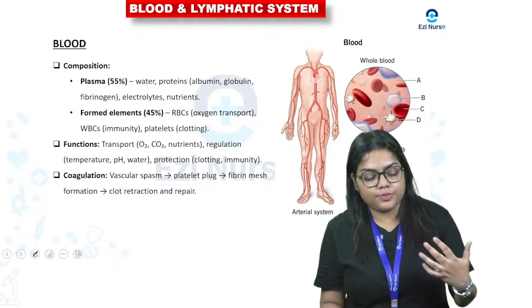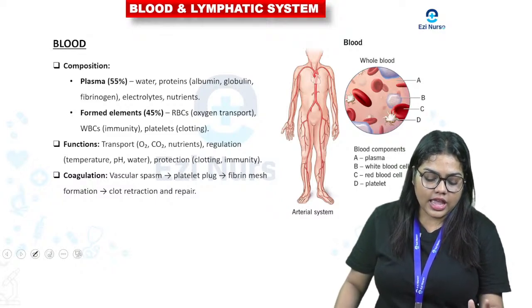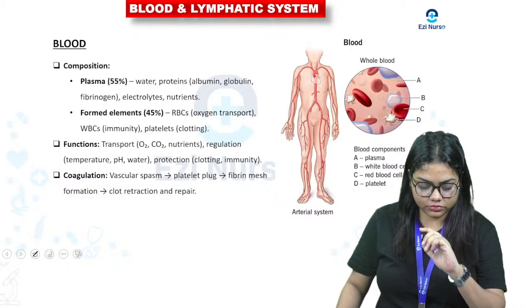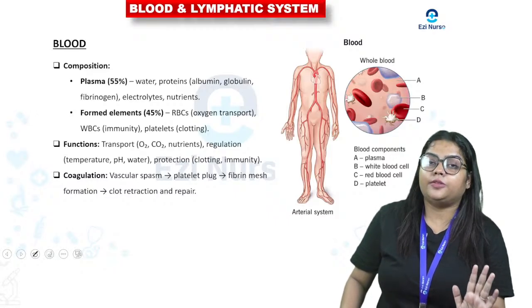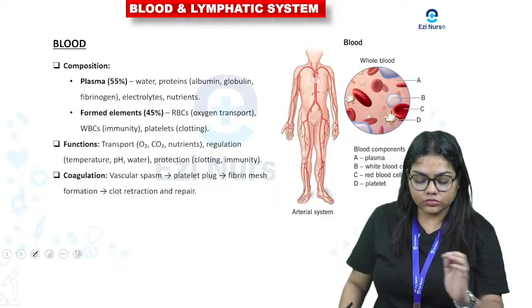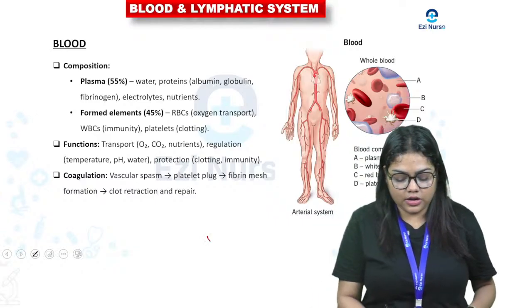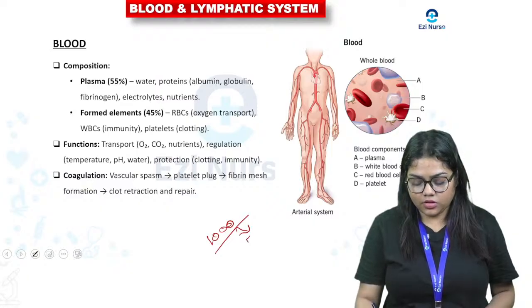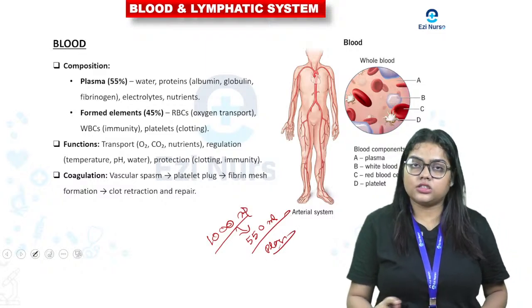So how is it made? It is made up of plasma and formed elements. Now what is plasma? In blood, 55% of the weight is plasma. So if 1000 ml of blood is there, there will be 550 ml of plasma. Okay, this is just an example.